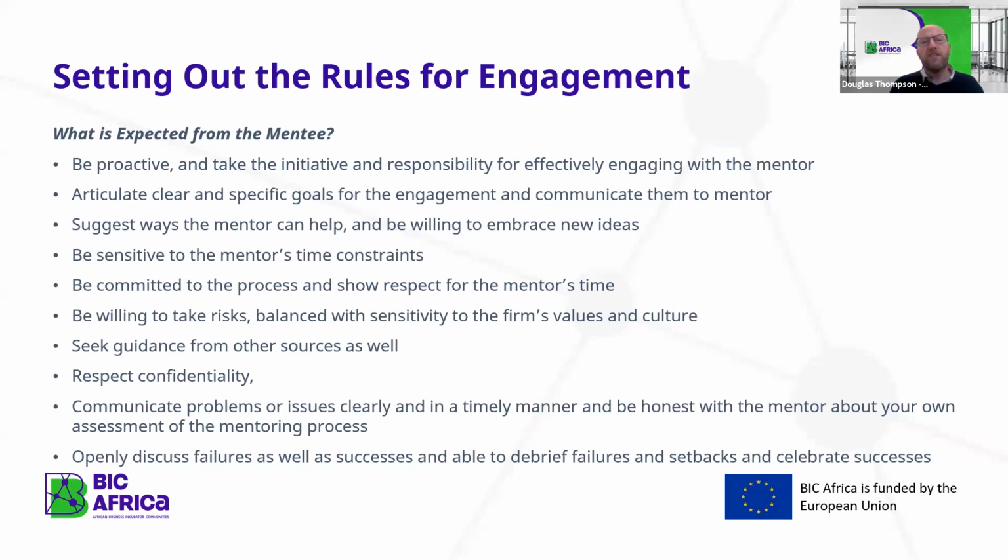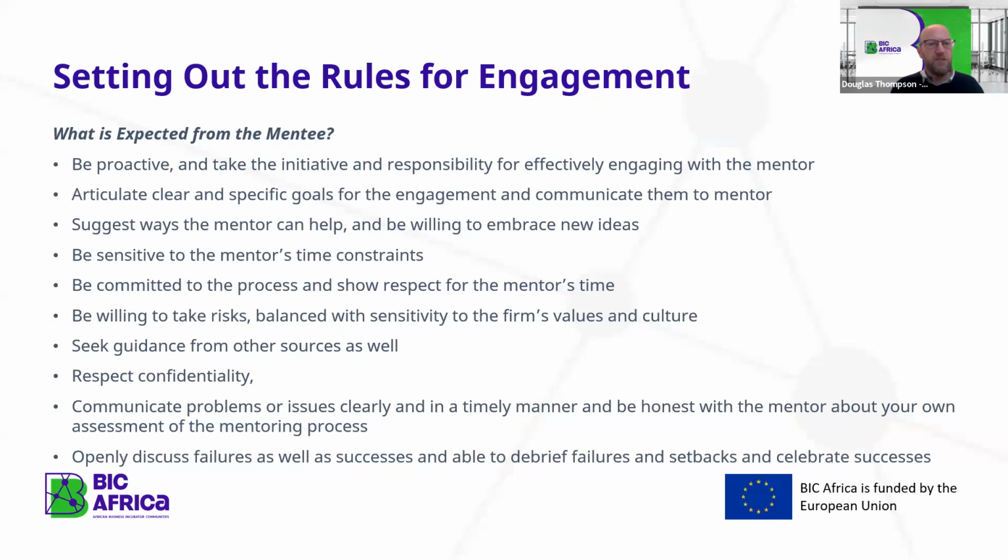They want to suggest ways that the mentor can help, but on the other hand, be willing to embrace new ideas. Mentors will get very demotivated very quickly if they find that their advice or information is being completely ignored because the mentee is not open to new ideas. It's not that it's not being implemented, that's a different thing. Obviously, one of the whole purposes is to have new ideas here.